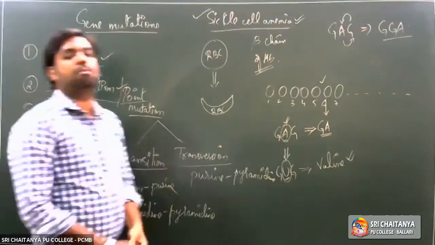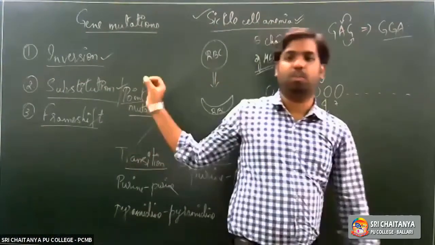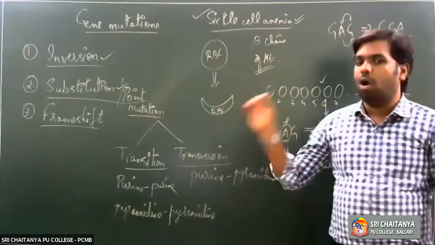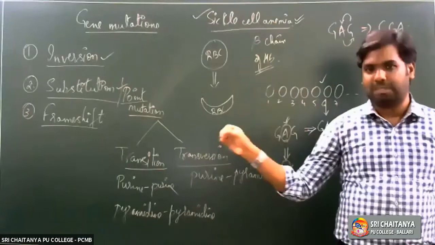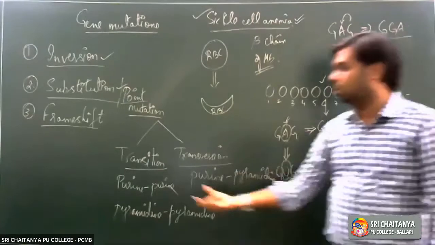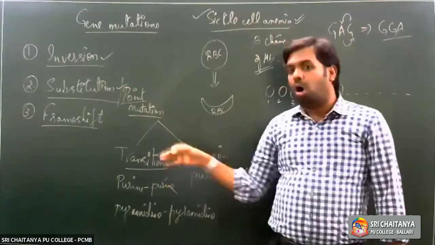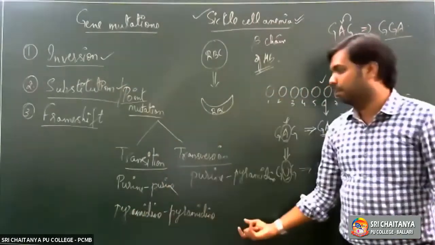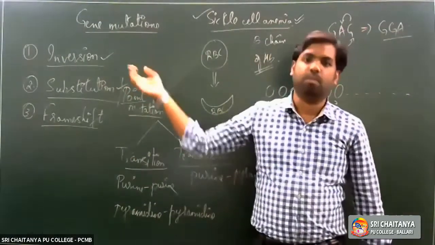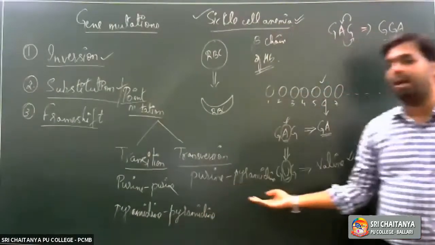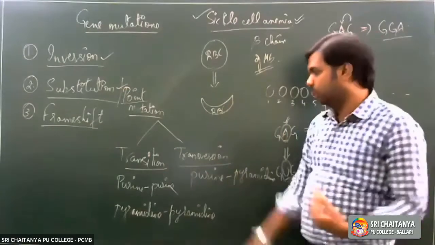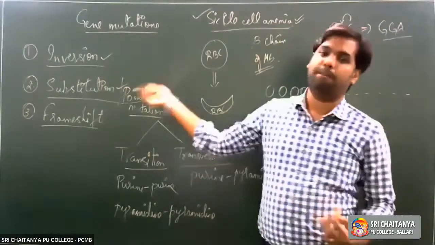So the simple thing you need to remember with regards to substitution mutation or point mutation is that the mutation is happening with respect to only one nitrogen base. So there is only one nitrogen base change happening. If a purine is replaced by another purine, or a pyrimidine is replaced by another pyrimidine, such a mutation we call transition type of point mutation. Whereas if a purine is replaced by a pyrimidine, or a pyrimidine is replaced by a purine, such a mutation we call transversion type of point mutation.